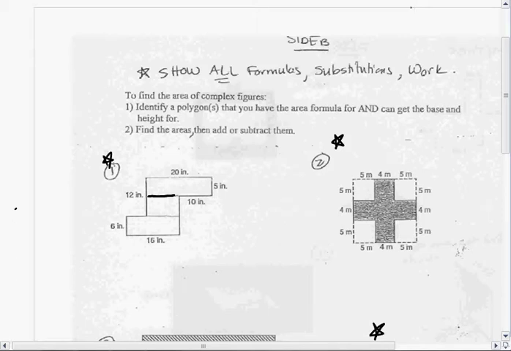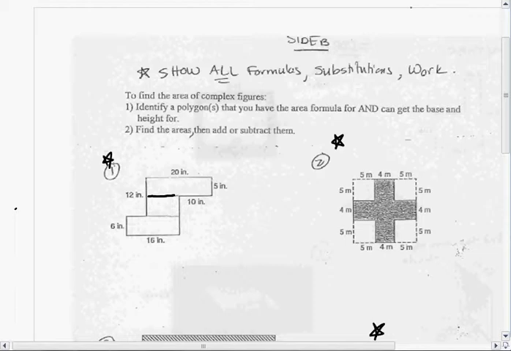I'm going to look at 3 shaded area problems that we looked at in class today. For all 3 of the problems, I'm looking at a complex figure, a figure that's made up of more than one type of polygon. So instead of just being a square or just being a triangle or just being a trapezoid, it's some combination of these different figures.